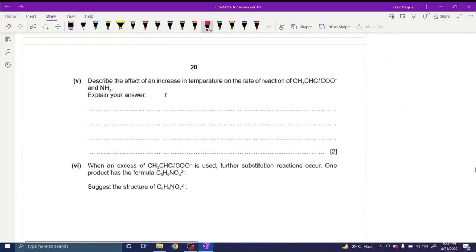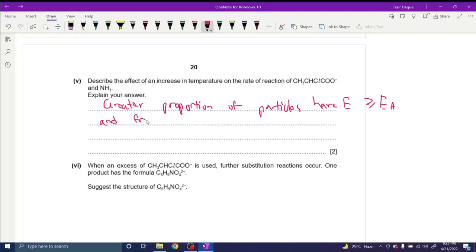Describe the effect of an increase in temperature on the rate. If we increase temperature, we know that the rate increases, right? We need to explain this answer. It's explained in terms of a Boltzmann distribution. What will happen? A greater proportion of particles have energy greater than or equal to the activation energy, and the frequency of effective collisions increases.